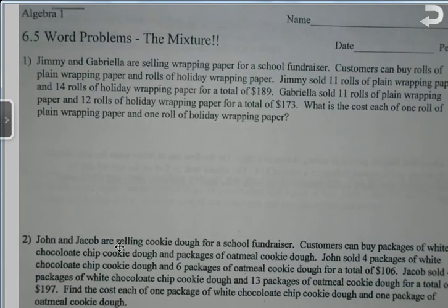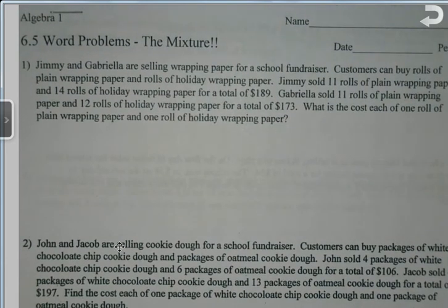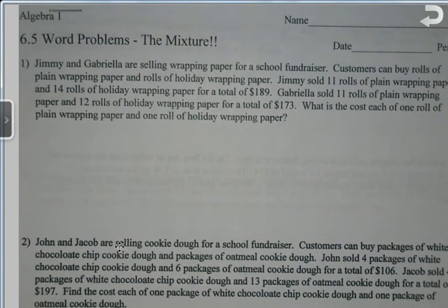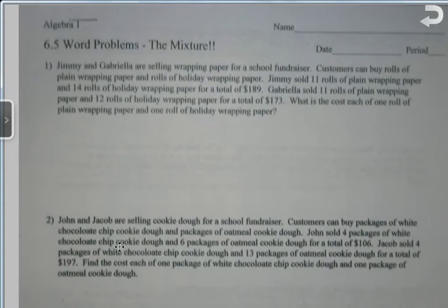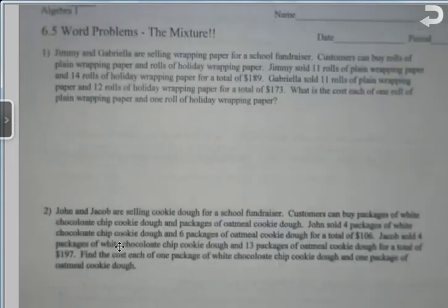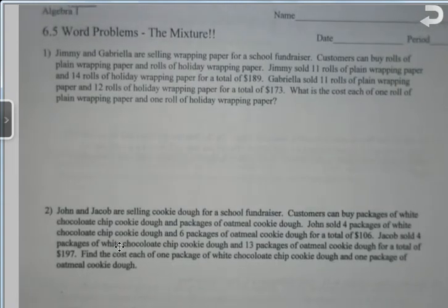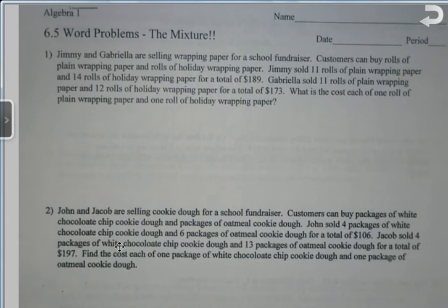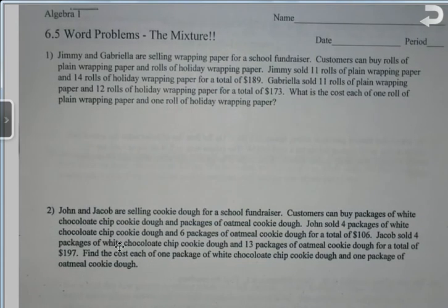So here's our doings. You might as well start at number 1. It's as good a place as any. Jimmy and Gabriella are selling wrapping paper for a school fundraiser. Let me bring this out a little bit so we can actually see the whole thing. Customers can buy rolls of plain paper or holiday. Jimmy sold 11 plain and 14 holiday. What's the cost of each?